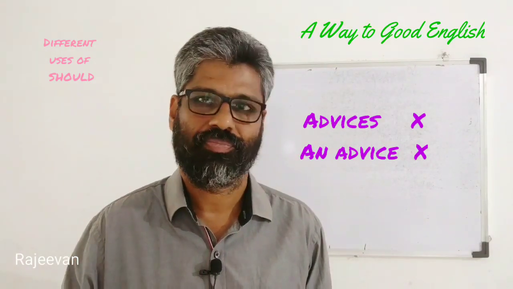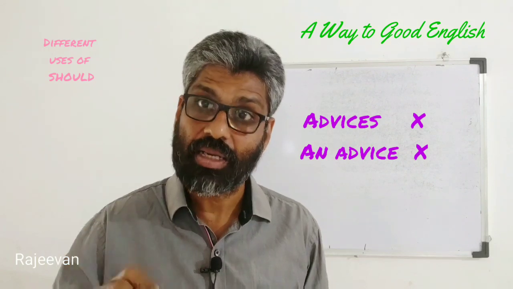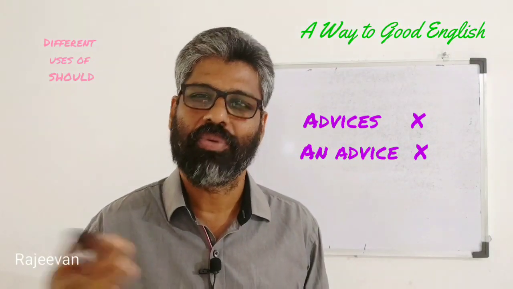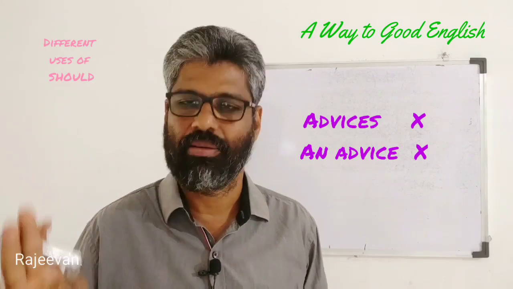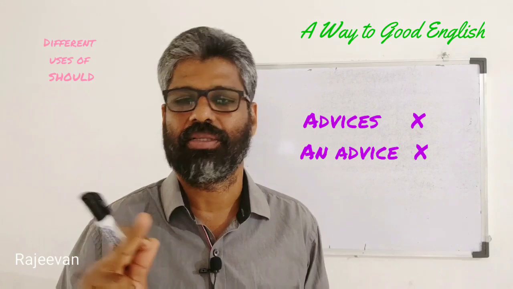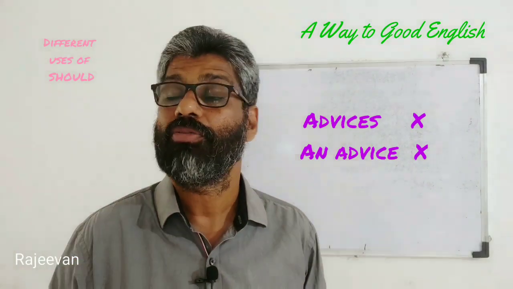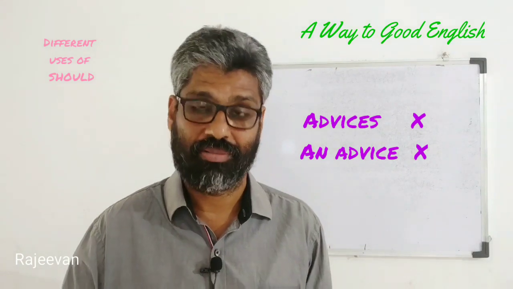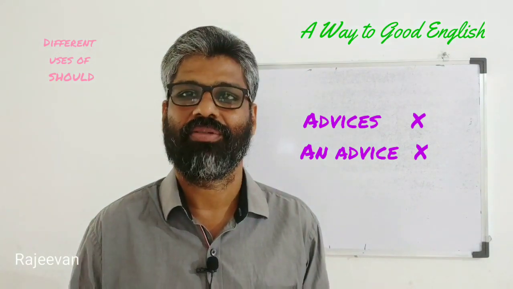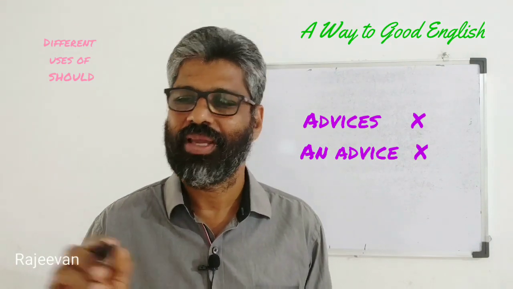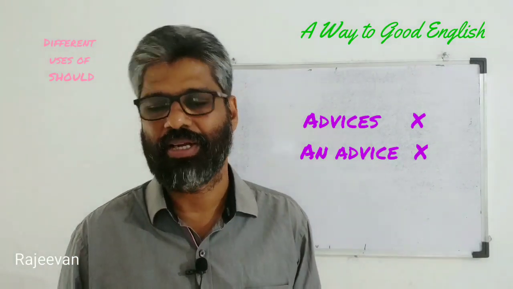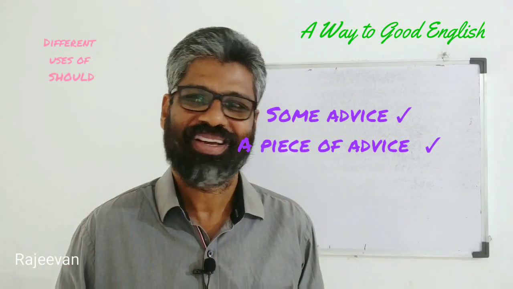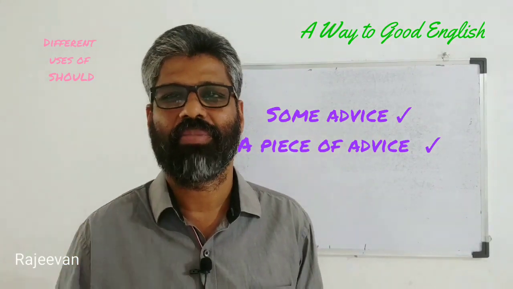A-D-V-I-S-E is a verb. Since advice is an uncountable noun, which you cannot count, you cannot make a plural form. You cannot use a or an, the indefinite article, before advice. You cannot say he gave me an advice. That's wrong. He gave me advices. Wrong. You have to say he gave me some advice or he gave me a piece of advice. Don't say advices. Clear? So that's a very important thing. Many people make mistakes though.